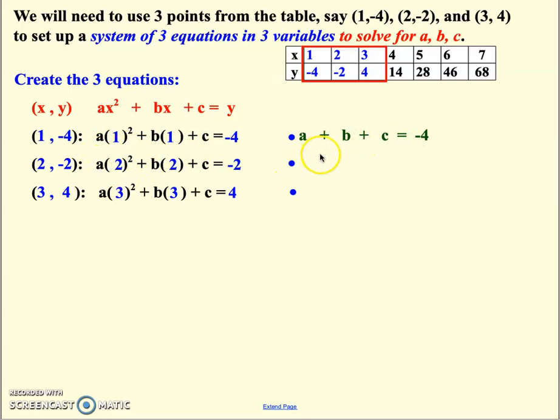2 squared, so there's your 4, 2b, c, and negative 2. 3 squared, 9, and times 3 is your 3b and your c. And so really you're dropping in your coordinate x's for the first two spots. You're dropping in your coordinate y values, get this cleaned up, and you create a system of 3.